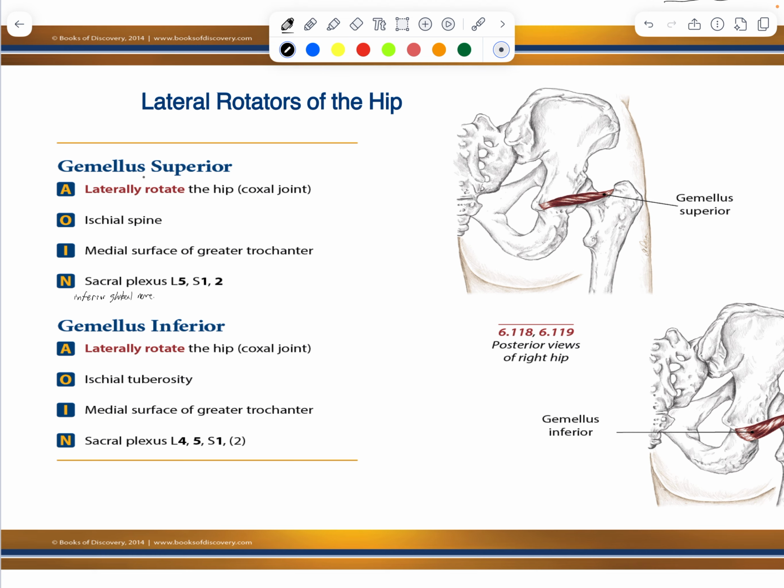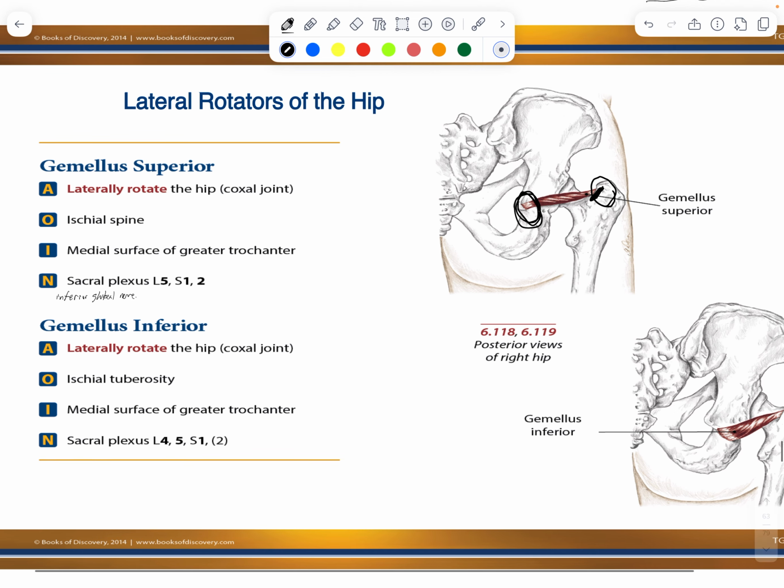The gemellus superior originates at the ischial spine. You can see that ischial spine here. And then it inserts on the medial surface of the greater trochanter. Here's the greater trochanter, and it's on that medial surface right there. Okay, this is innervated by the sacral plexus, and it laterally rotates the hip.